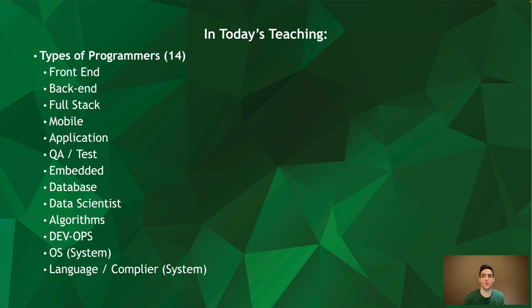So in today's teaching, we're going to be going over all the types of different programmers. There's roughly 14 of them. There is front end, back end, full stack, mobile application, QA and test, embedded engineering, database, data scientist, algorithms, DevOps, and OS, it's more system, and language compiler, again, it's more system. So let's dive deep and learn about these different types of programmers.